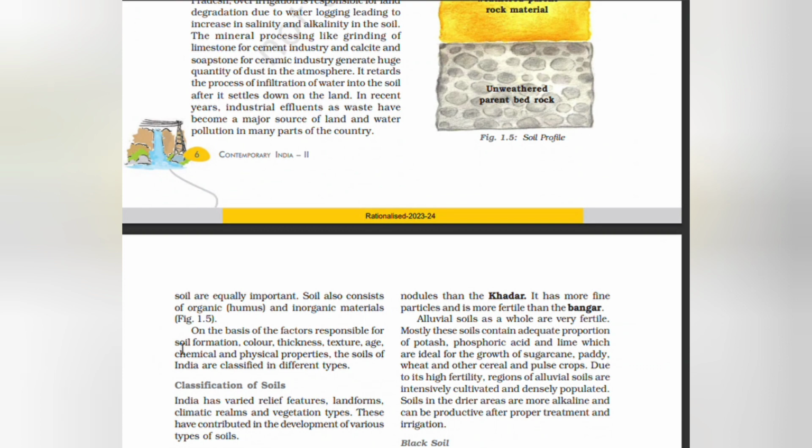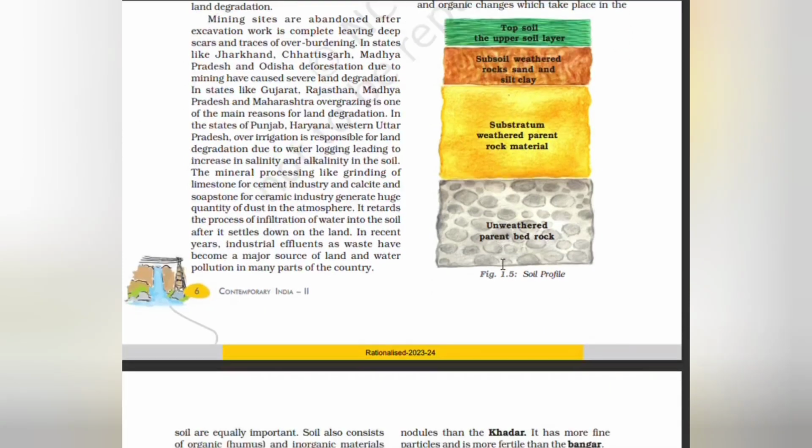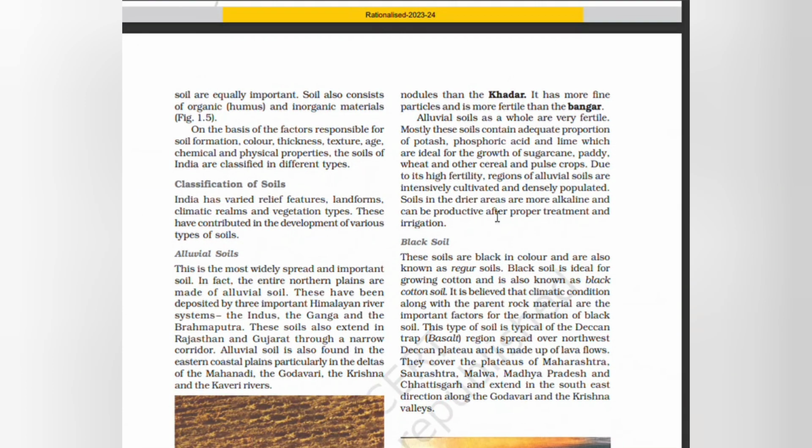Soil also consists of organic, humus, and inorganic materials. That is topsoil, the upper soil layer, subsoil, weathered rocks, sand, and silty clay. Substratum, weathered parent rock material, unweathered parent bedrock. On the basis of the factors responsible for soil formation, color, thickness, texture, age, and chemical and physical properties, the soil of India is classified into different types.